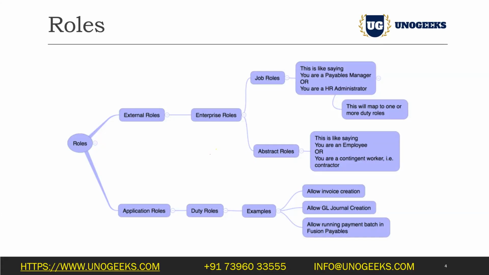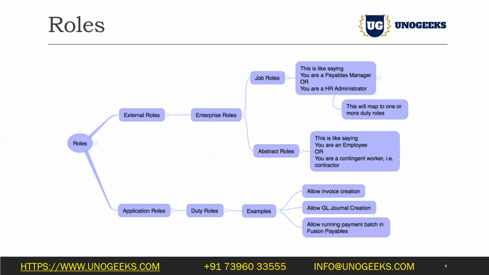So job role is something like you're working as a general accountant, you're working as an HR administrator, you are working as a project manager, payables manager, project accountant. So these are your job roles. Okay. So this will be kind of your designation in your organization, and this is the role which you will be performing. Okay. Now comes the abstract role.